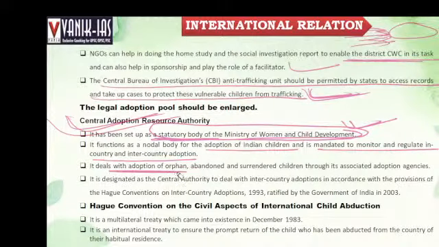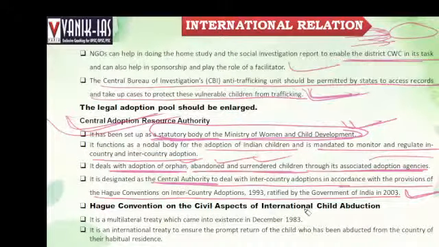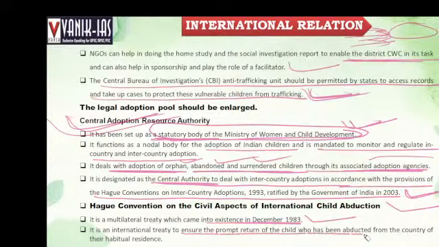It deals with the adoption of orphan, abandoned and surrendered children. It is associated with the Hague Convention on the Civil Aspects of International Child Abduction. It is a multilateral treaty that came into existence in December 1983. It is an international treaty to ensure the prompt return of a child who has been abducted from the country of their habitual residence. It applies to children under 16 years, right? So if a person is abducted, they must be returned to their habitual residence. That is according to the Hague Convention, and the states must facilitate such actions as they have ratified it.